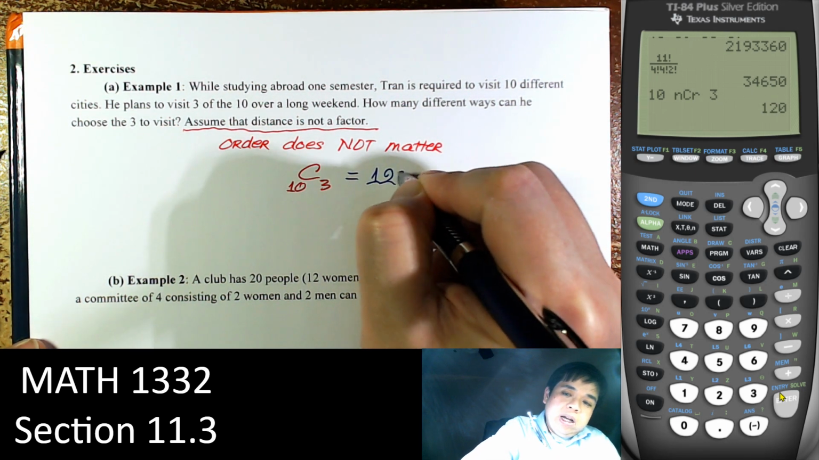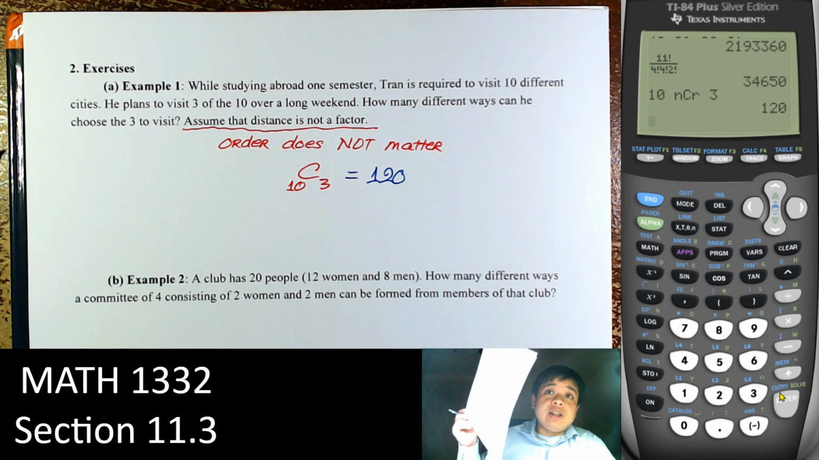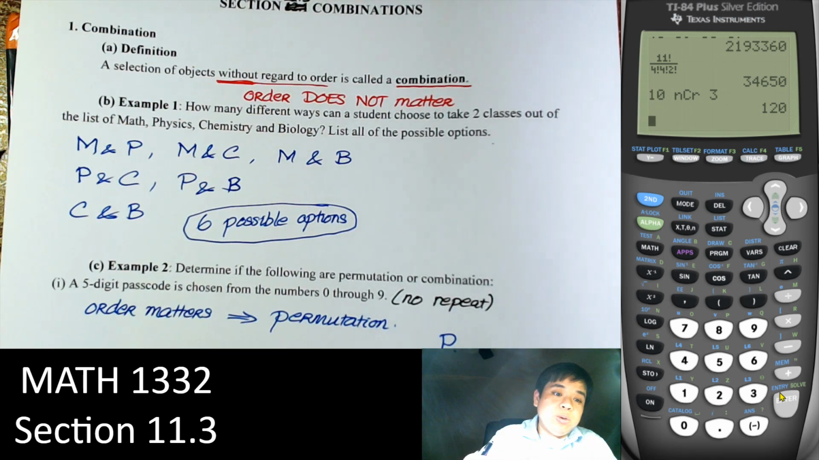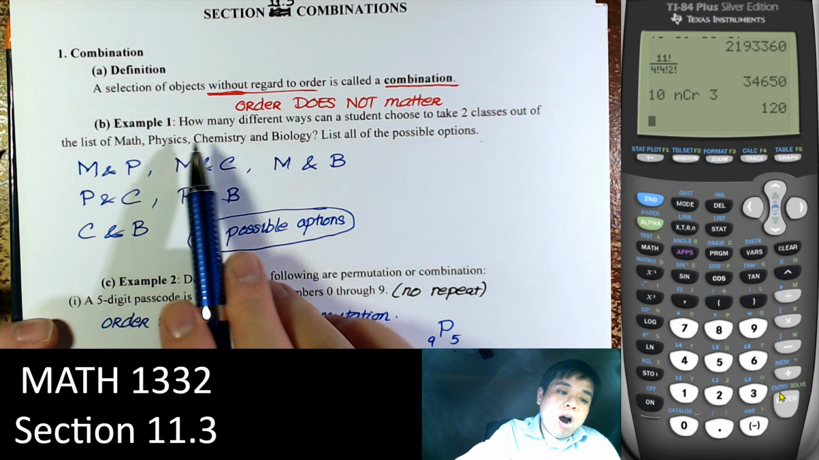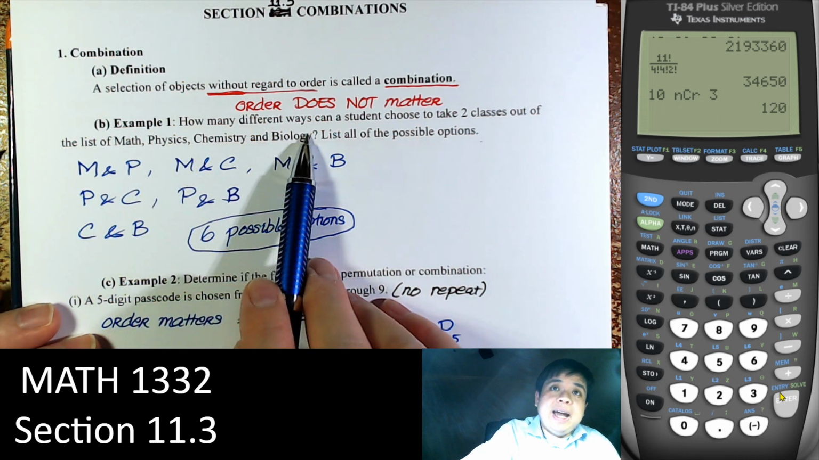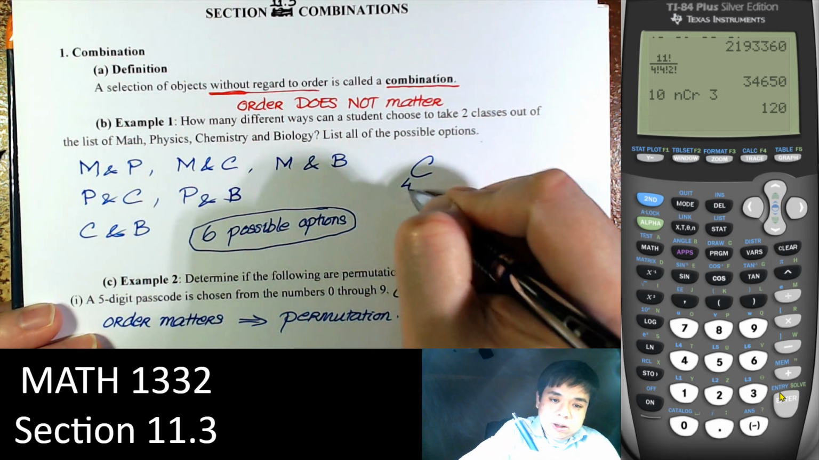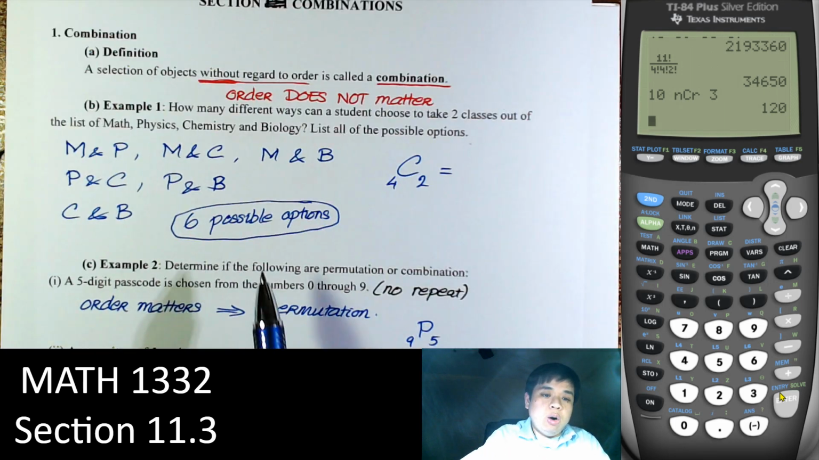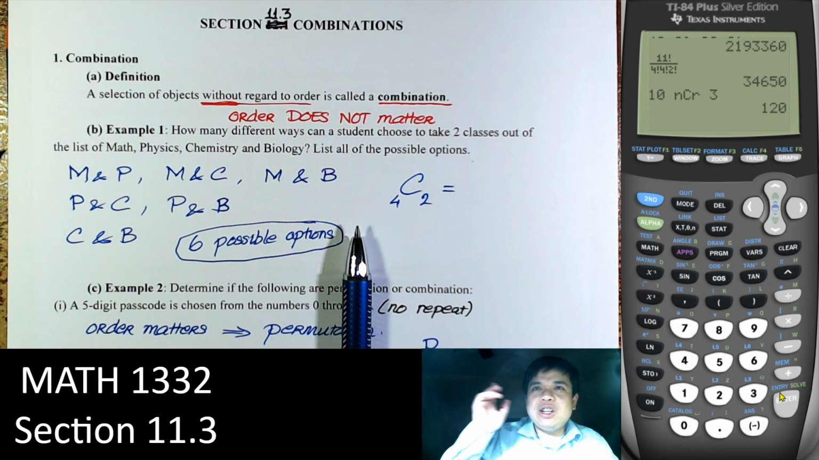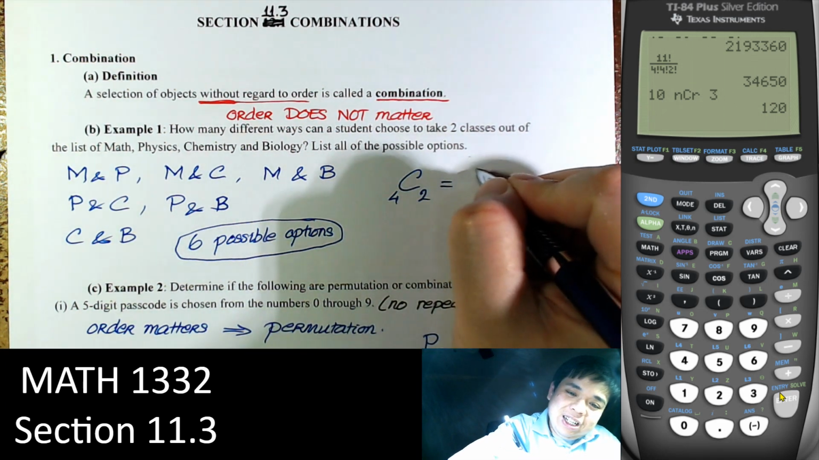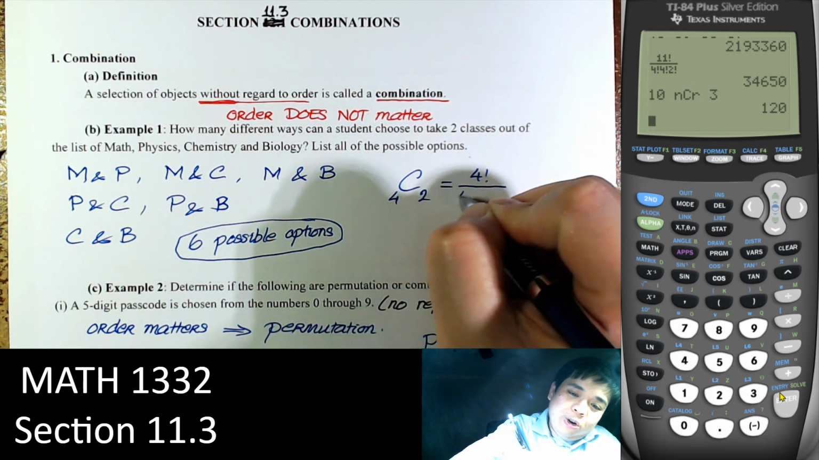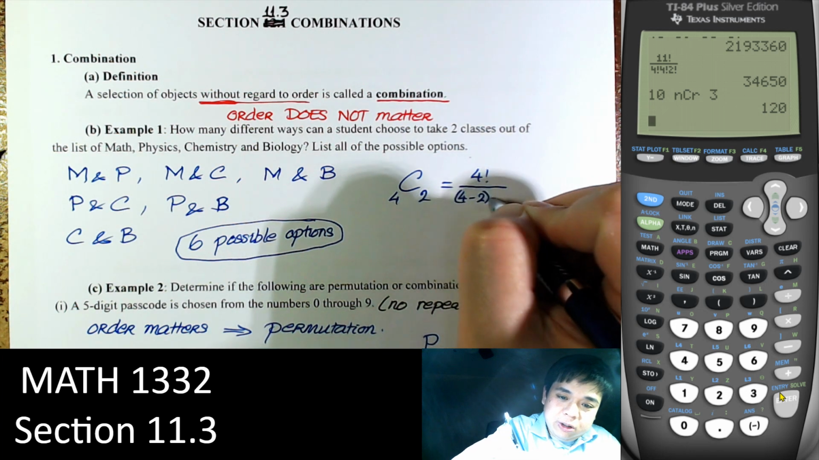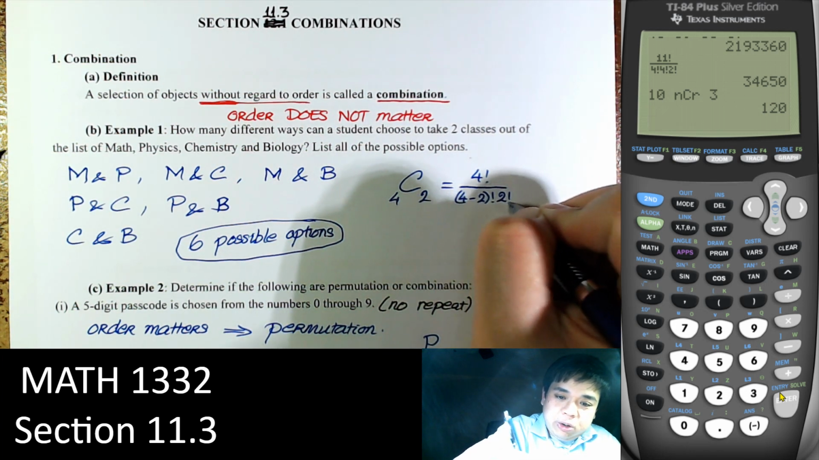By the way, we did say the first example, when we have the formula, we circle back to it, right? So now we have 4 objects, 4 subjects, and we're going to pick 2. We can use this formula here, or we can just use the calculator. I'll just use the formula for once. 4 factorial over 4 minus 2 factorial, and then 2 factorial.